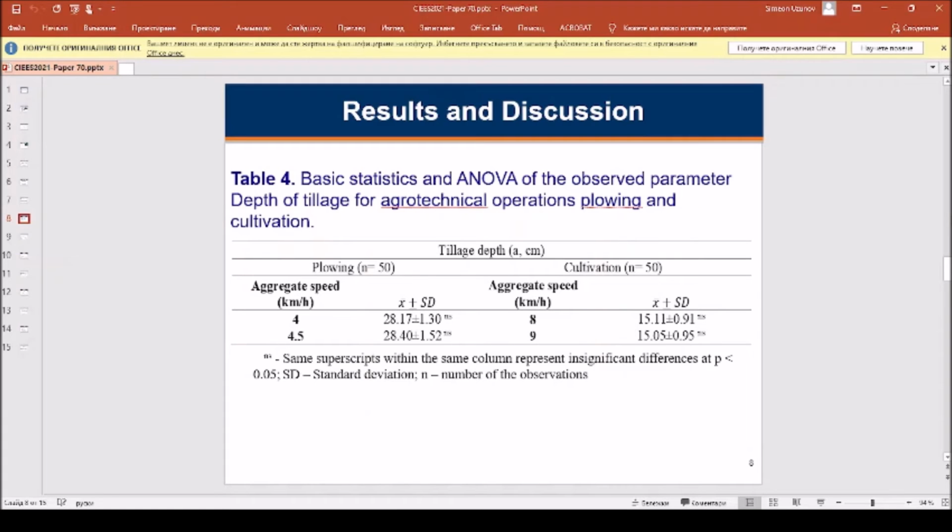The same result can be seen for the average values of the depth of cultivation at unit speeds of 8 and 9 km per hour. This could be explained by the weak correlations between these parameters reported in Table 2.